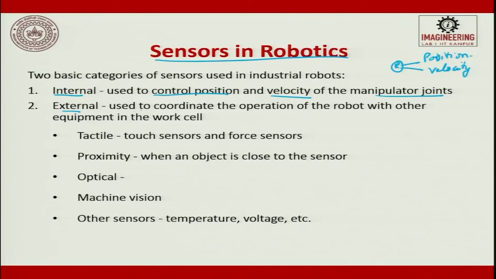The external sensors are used to coordinate the operation of the robot with other equipment in the work cell or work volume. So, there are tactile sensors, which are basically touch based and force based sensors. Proximity, when an object is present within the range. Proximity and optical work almost on the same thing, but in optical you use light as the prominent sensing agent. We use machine vision. The other sensors are temperature and voltage sensors. These are the external sensors which are attached to the end effector of the robot.